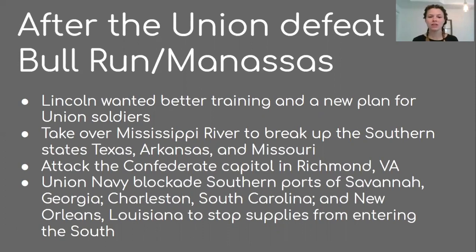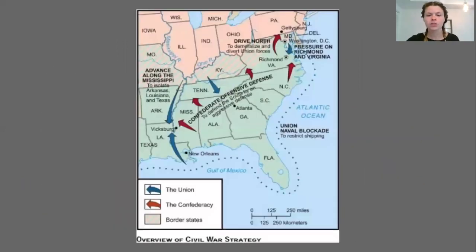Then the Union Navy has a plan to blockade all of the ports in the South, in Savannah, Georgia, in Charleston, South Carolina, New Orleans, Louisiana. And if you block the ports, then you can keep supplies from coming in. So this is what that would look like.